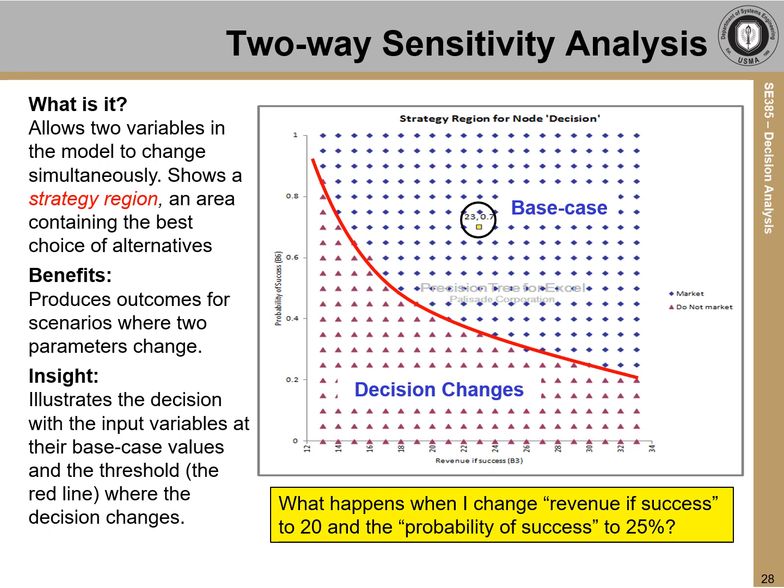So in this case, if my revenue if successful, which is my x-axis, is 20, and my probability of success is 30, I'd be making the do not market decision. However, if my probability of success increases to 80%, I would be making the market decision.